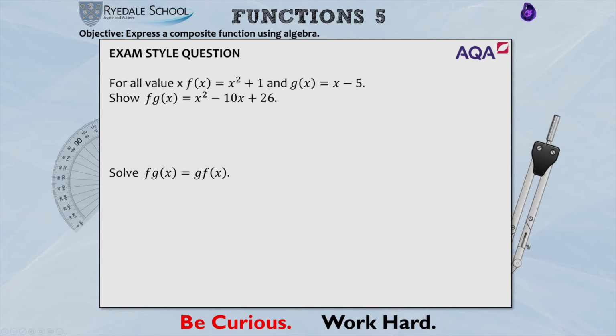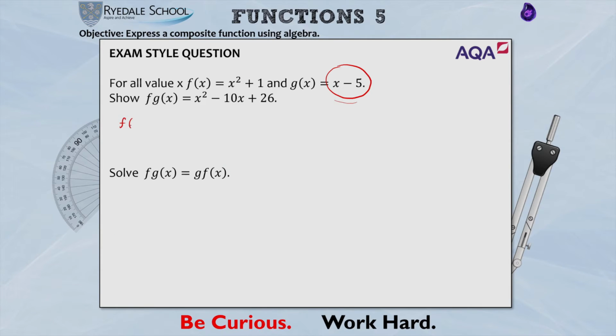And the first part of the question says, show that f of g of x is x squared, take 10x plus 26. Well, you know I like questions like this. Whenever it's a show, you've already got the answer, so you know what you're aiming for. So this is f of g of x. So I'm going to be taking my expression for g of x and substituting it into f of x.